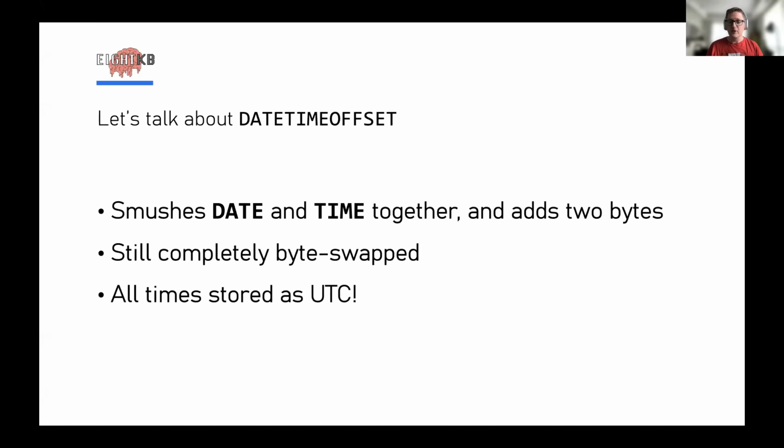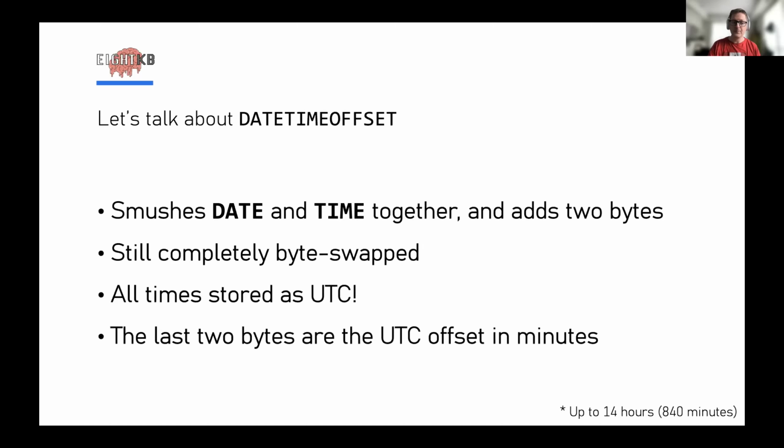All times are stored as UTC. So if I were to be asked why I like datetimeoffset, this is why I like it, because it means that every single value in that column on disk is stored as UTC. You don't have to worry about time zones because it's encoded in the value. That's what those extra 2 bytes are for. The last 2 bytes are the UTC offset in minutes.